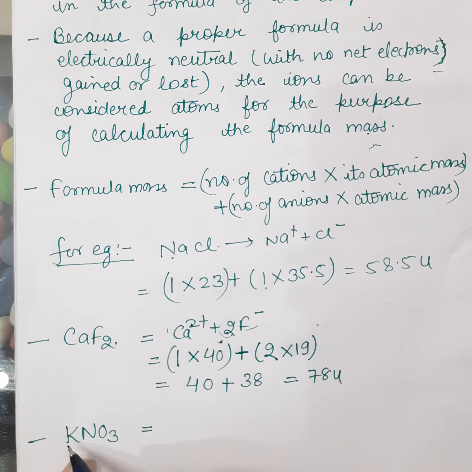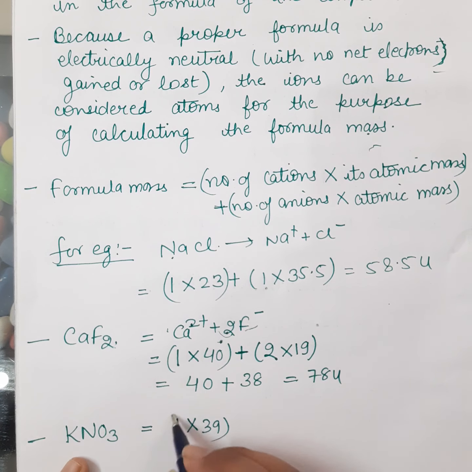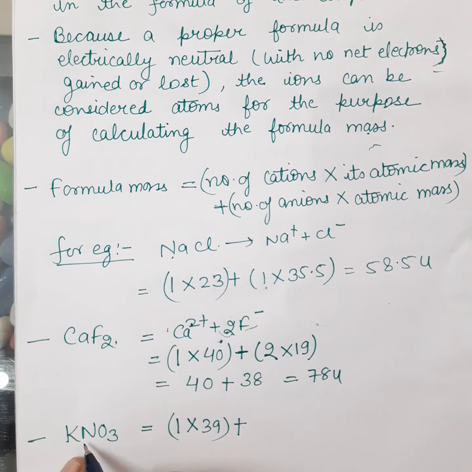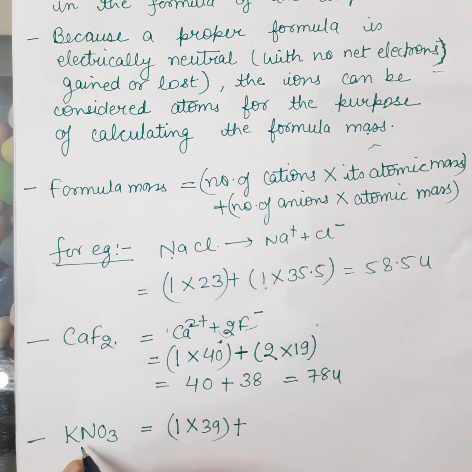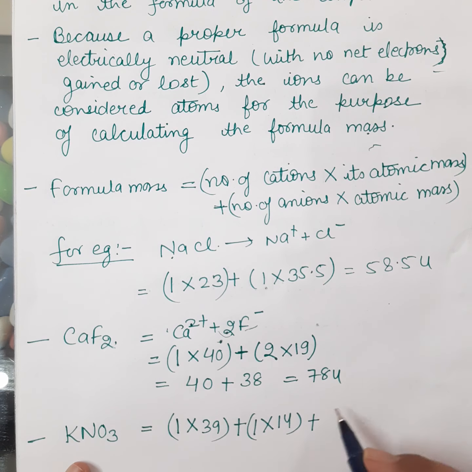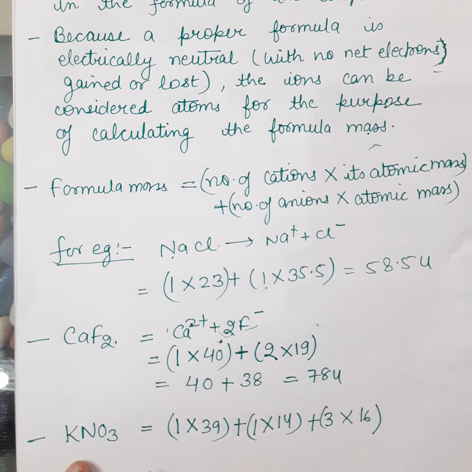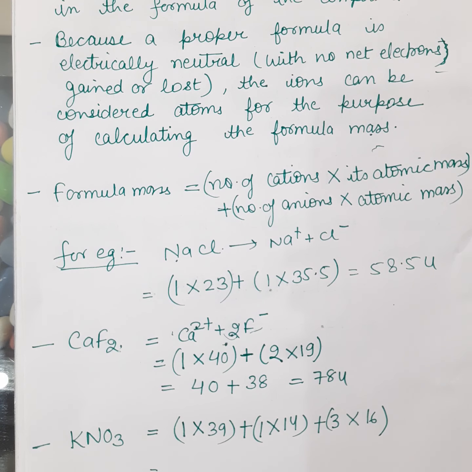How many potassium ions are there? That is 1 only. And what is the atomic mass? That is equal to 39. Then plus, how many nitrogen atoms are there? Only one, so I'm going to write 1 into 14. Then after that, 3 into 16. Once you calculate, you get the value of the formula mass of potassium nitrate.